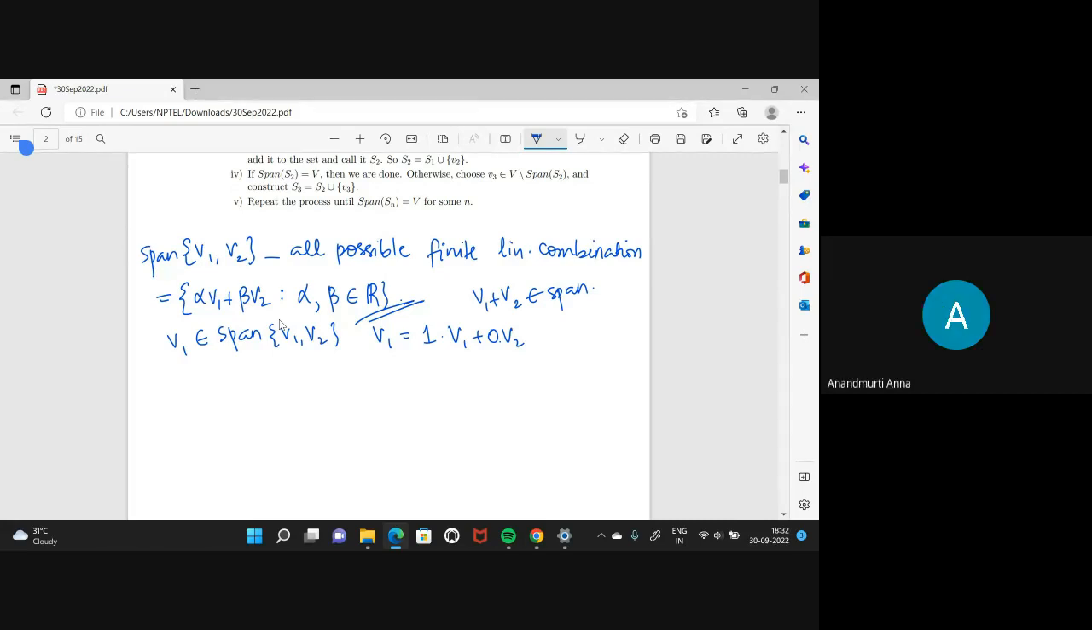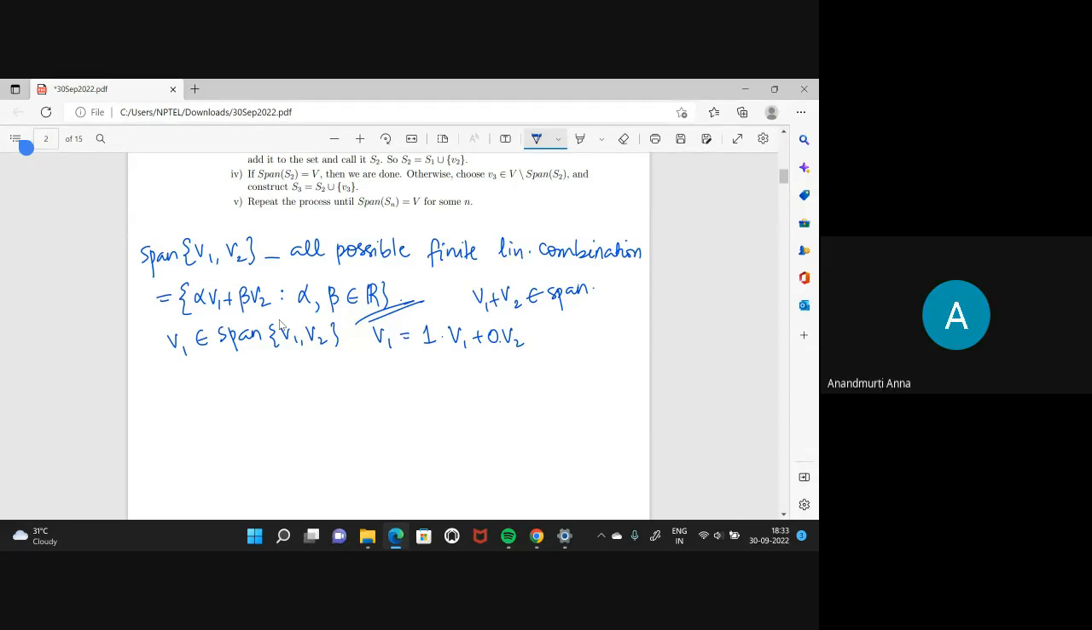So considering this equation, subtraction of alpha V1 minus beta V2 will also be a valid span. Alpha and beta can be any real number: positive, negative, zero, anything. So linear combination means any alpha, any beta, with any type of arithmetic operation. Addition and scalar multiplication. That's all. These are the only two operations allowed.